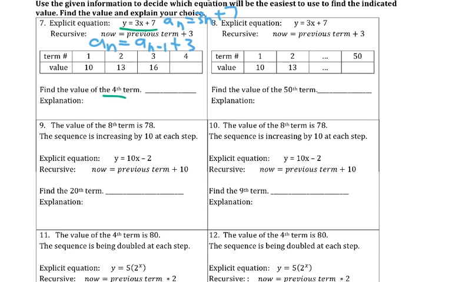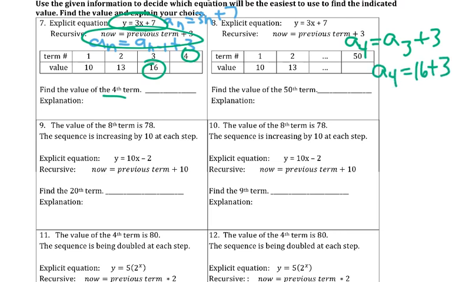We want to find the fourth value. Fourth value is right here. So our question is, which is going to be easier, the explicit or the recursive? Well, for the recursive, we'd have a sub 4, because we're looking for the fourth term, equals a sub n minus 1, or 4 minus 1, which is 3, plus 3. Well, a sub 3 is 16, so a sub 4 equals 16 plus 3, which is 19. Okay, so that's the recursive.